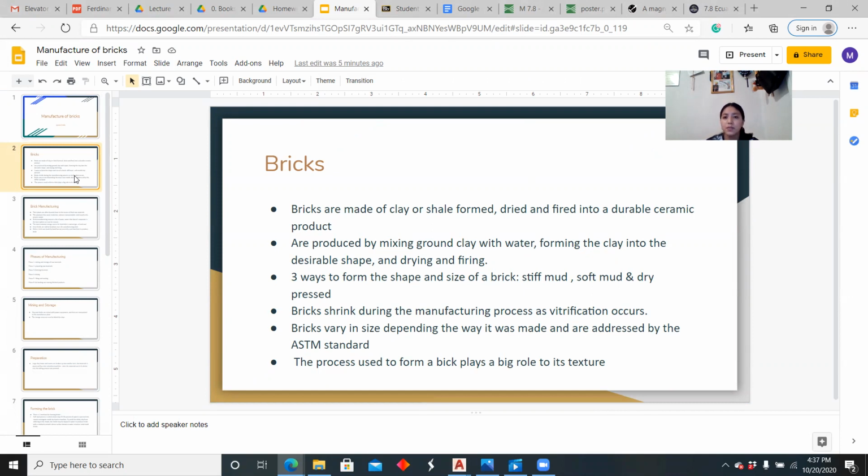There are three ways to form the shape and size of the brick. The first one is known as the stiff mud process. The second one is known as the soft mud process, and the third one is known as the dry press process. Brick shrinks during the manufacturing process as vitrification occurs. Bricks can vary in size depending on the way that they were made and are addressed by the ASTM standards. The process used to form the brick plays an important role in its texture.